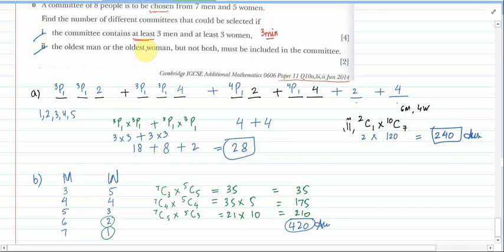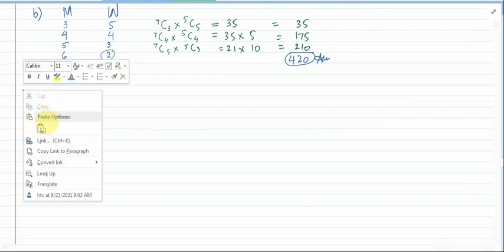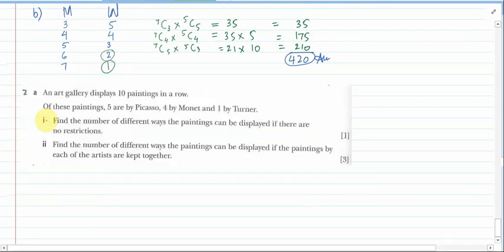Alright, so I hope that it is clear to you. Moving on to the next one, it's question number 2 from the same exercise 10.5, and it says an art gallery displays 10 paintings in a row. Of these paintings, 5 are by Picasso, 4 by Monet, and 1 by Turner. Find the number of different ways the paintings can be displayed if there are no restriction.